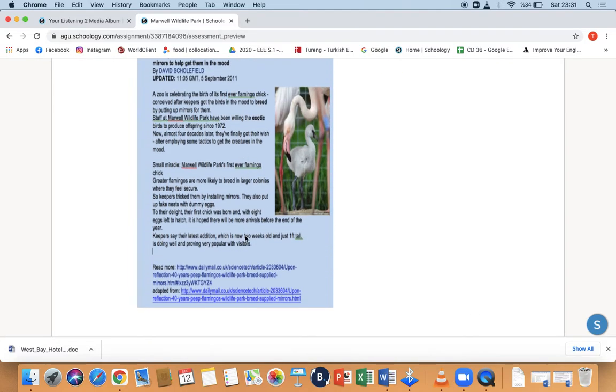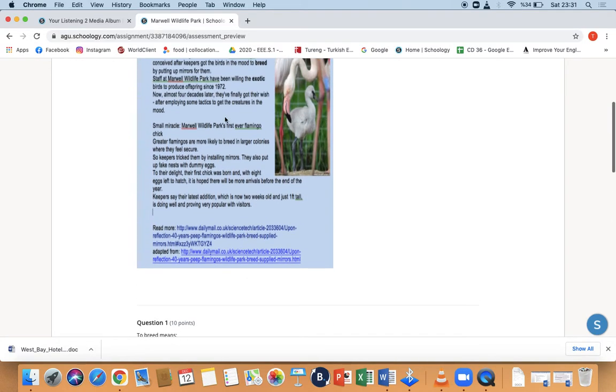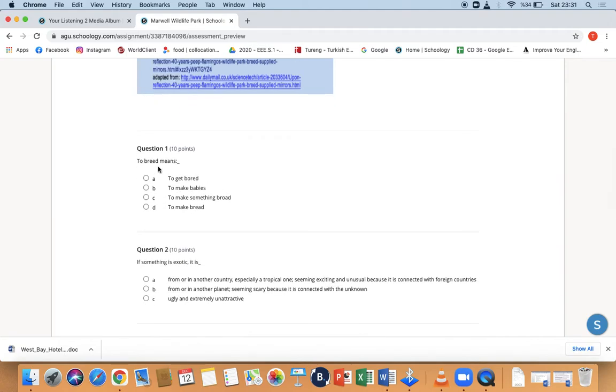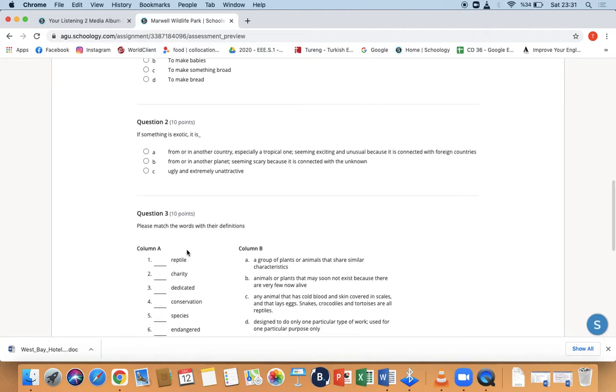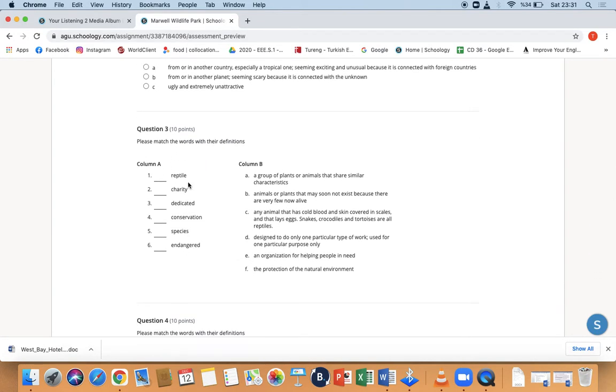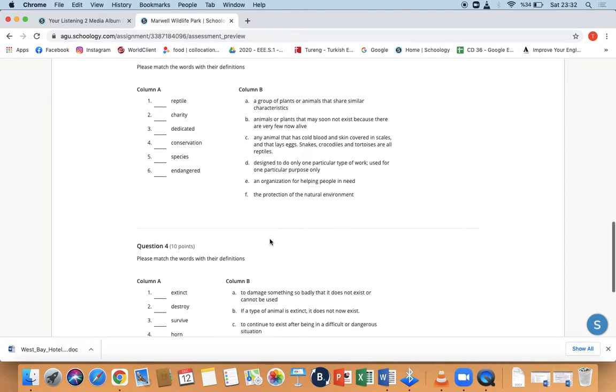As you see, we have a text. Can you please read the text here and then try to find the meanings of the words? To breed, exotic, and in question 3 we have a matching activity: charity, reptile, dedicated, conservation, species, and endangered. You should match the words with their meanings.